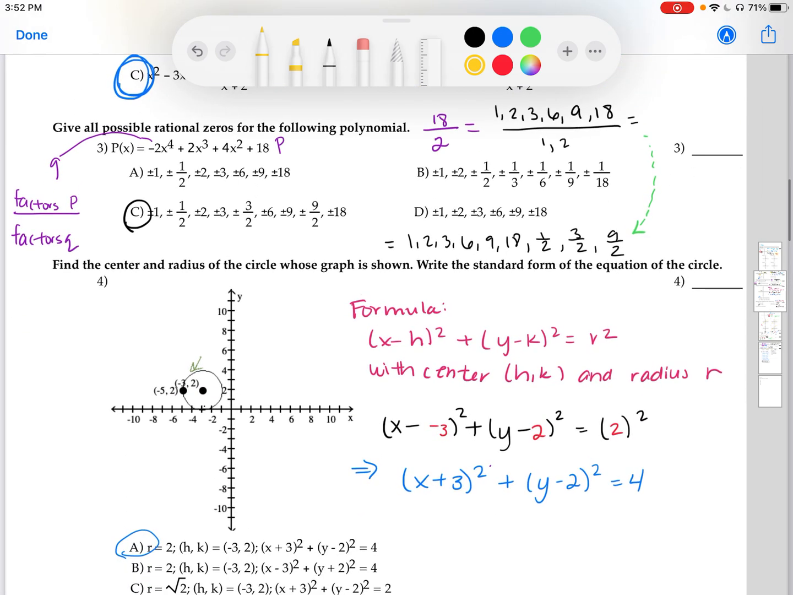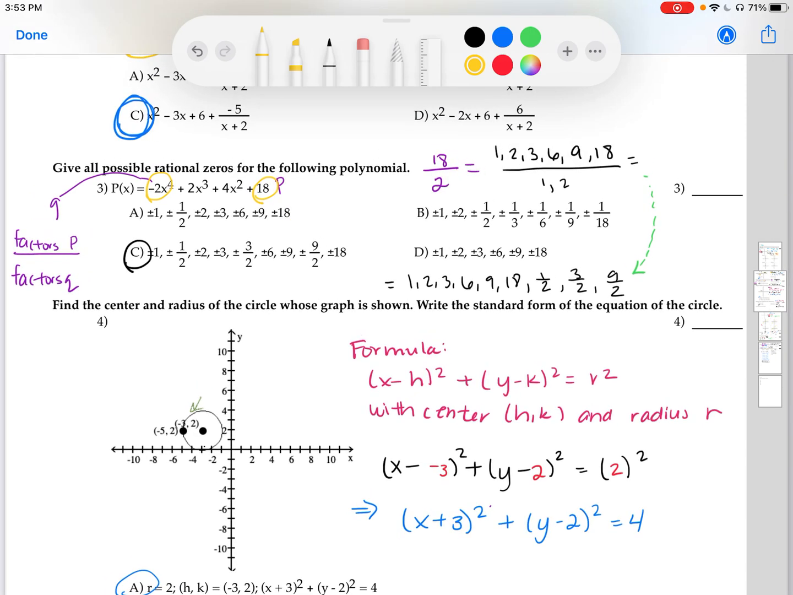For 3, give all possible rational zeros for the following polynomial. All right, so we want to go ahead and list possible rational zeros. And to do so, we're going to list all the factors of our last number divided by the factors of our first number. So the factors of 18, I can get 18 from 1 times 18, 2 times 9, 3 times 6, and that's about it. I can get 2 from 1 and 2, 1 times 2 only. Okay, now division of all of these is our answer.